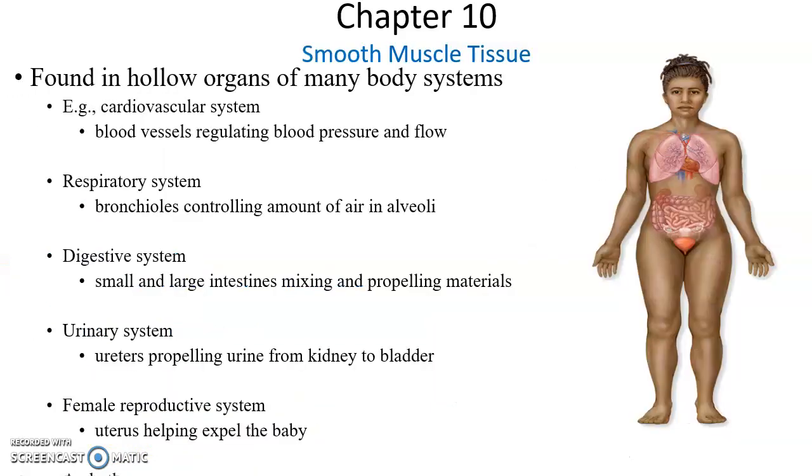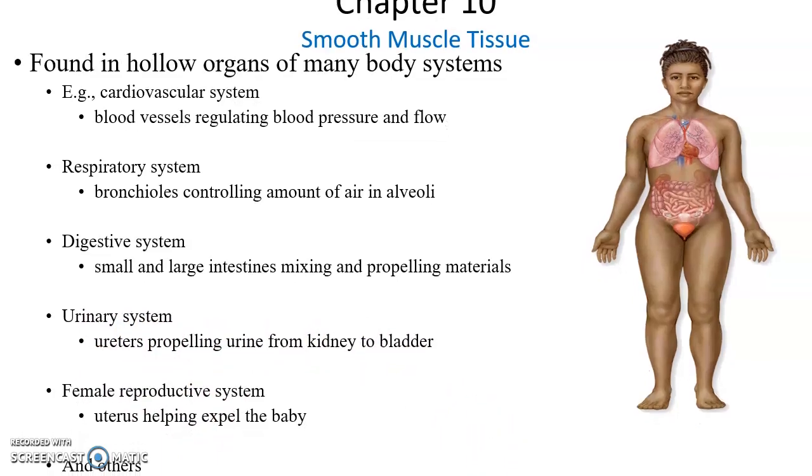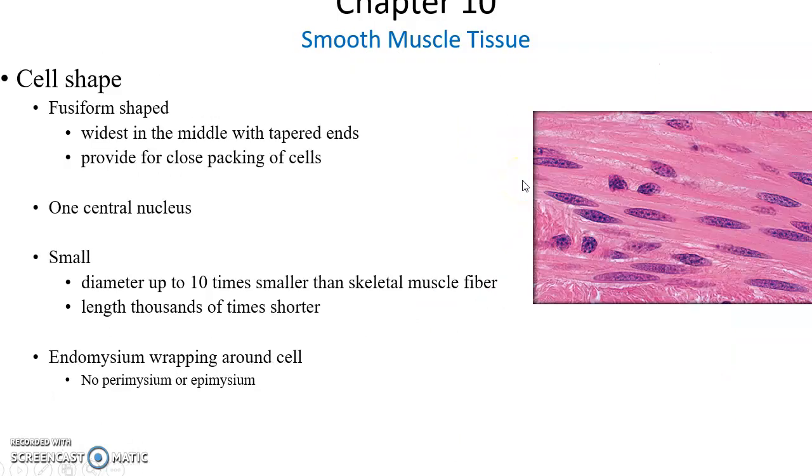All right, smooth muscle tissue. Smooth muscle tissue is found in the hollow organs of the body, except the heart. It's found in blood vessels to regulate blood pressure, the bronchioles of the respiratory system to control air movement, the small and large intestines and the stomach for mixing and propelling materials, the urinary bladder, the ureters for the urinary system, the uterus, very important for childbirth, and many, many others. So almost all the hollow organs of the body have smooth muscle tissue in their walls.